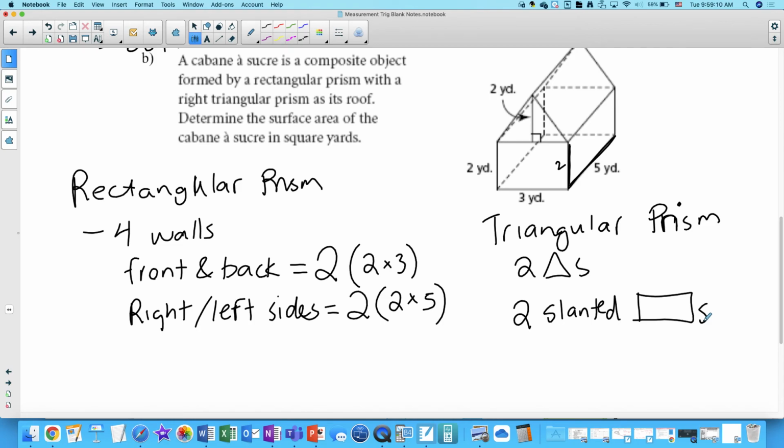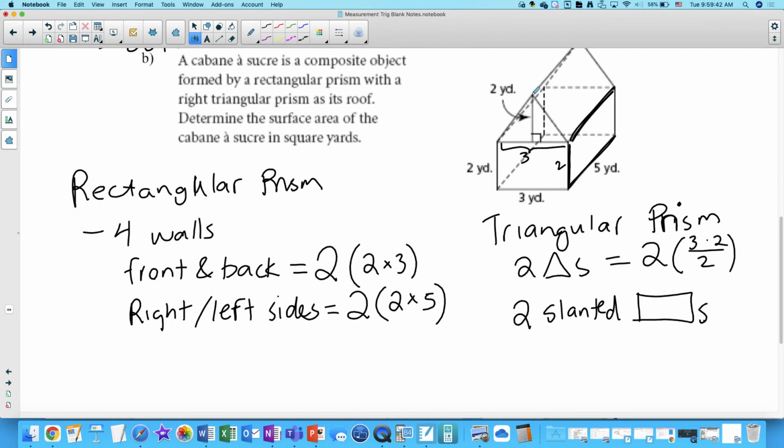Do we have enough information to figure out the slanted rectangles part of the roof? Yeah? Okay, so this is 5. We know that, that's the length. What's this? Do we know that length? Yeah? We don't, we can find the slant height. Right, we can use the Pythagorean Theorem to get this dimension, okay?